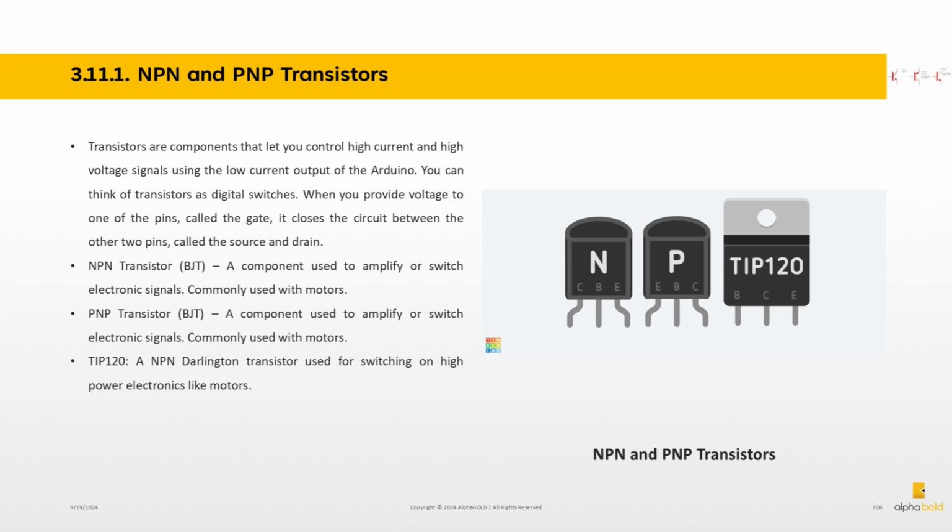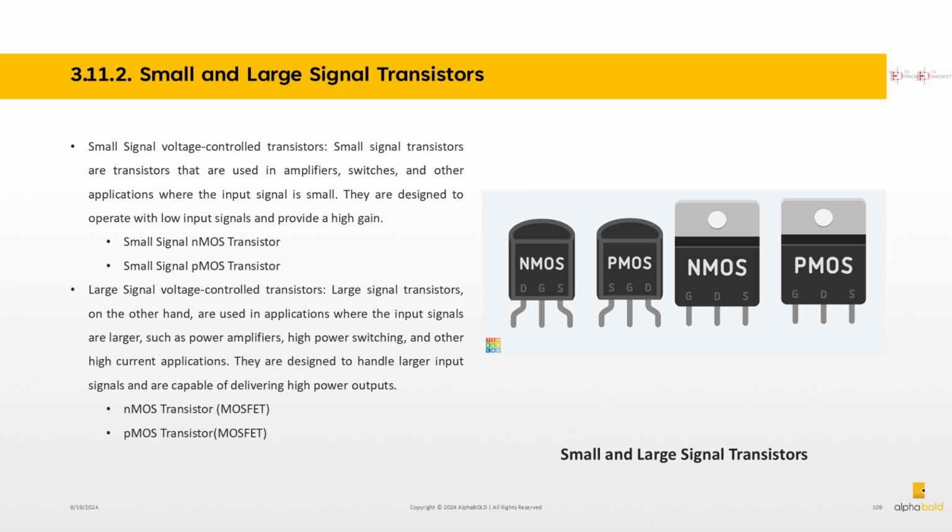NPN transistor, BJT. A component used to amplify or switch electronic signals. Commonly used with motors. PNP transistor, BJT. A component used to amplify or switch electronic signals. Commonly used with motors. TIP120. NPN Darlington transistor used for switching on high-power electronics like motors. Small signal voltage control transistors.